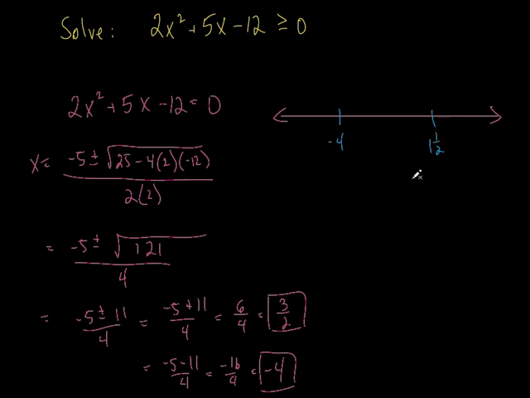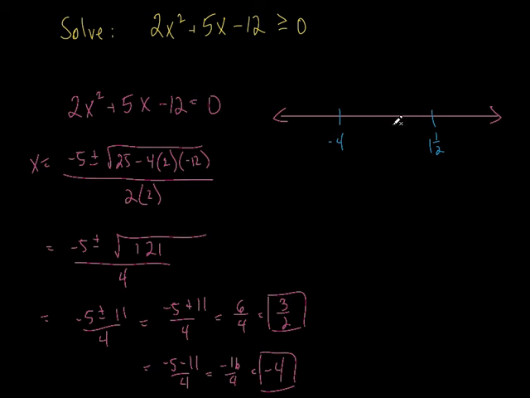Now, what do we do now? Well, we pick a number either in between or to the left or to the right and see if it makes this thing work. Now, when I say it makes it work, what does this have to be? This has to be greater than or equal to 0. So what kind of numbers? Positive or 0, right? So these 2 numbers actually do work this time. We just have to find out, do the numbers in between make it positive, or do the numbers to the outside make it positive? So let's try one.